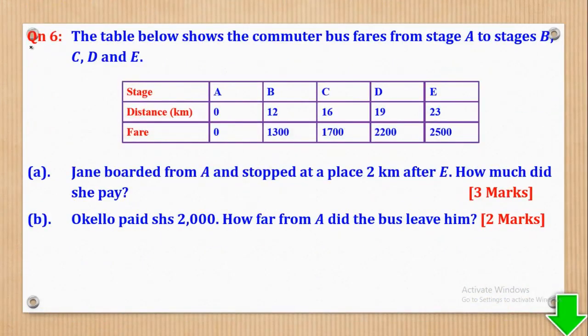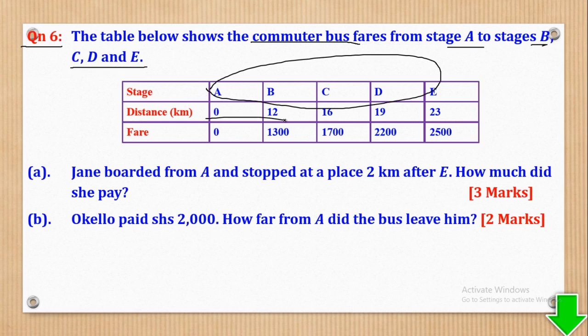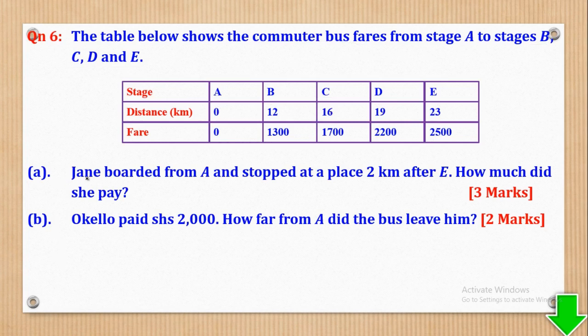So that was question 5. Now we shall go to question 6. Question 6 says that the table below shows the commuter bus fares from stage A to stages B, C, D, and E. So these are the stages, these are the distances, and these are the fares. Part A says Jane boarded from A and stopped at a place 2 kilometers after E. How much did she pay?